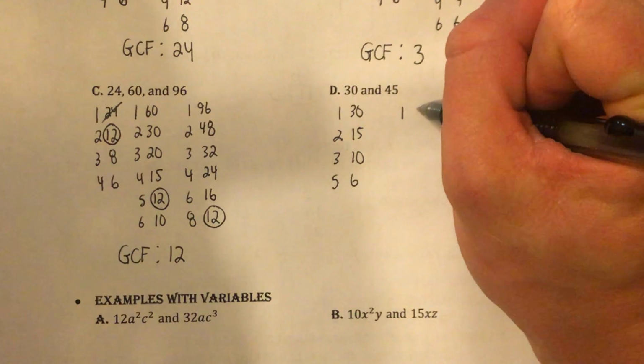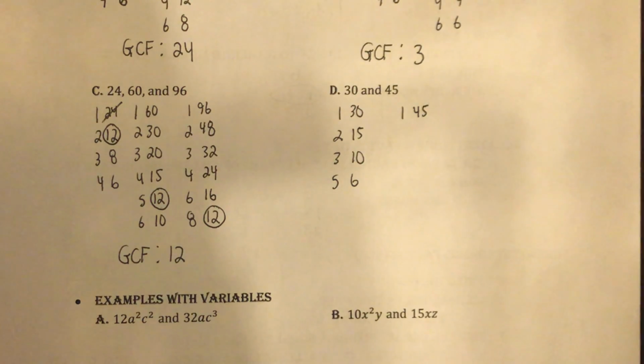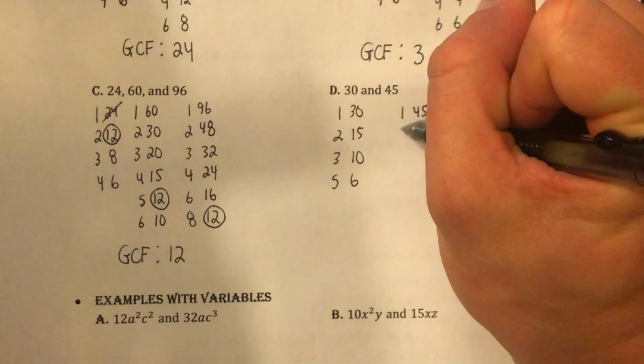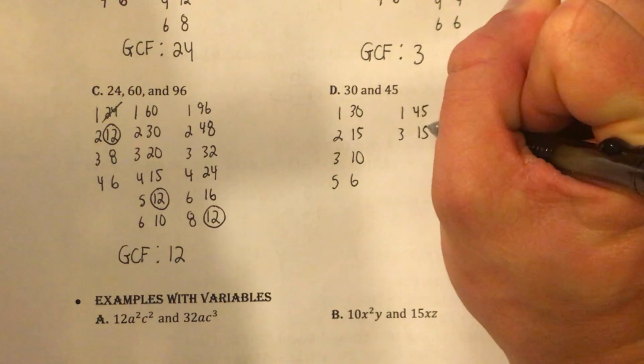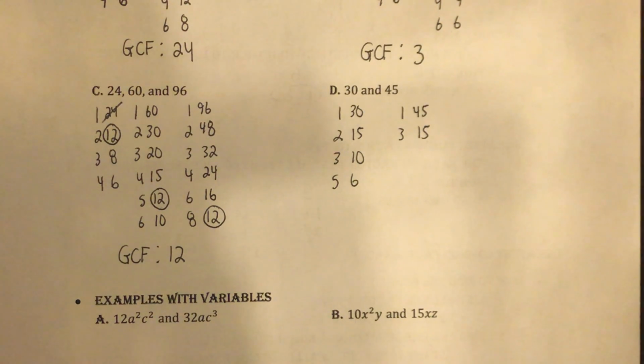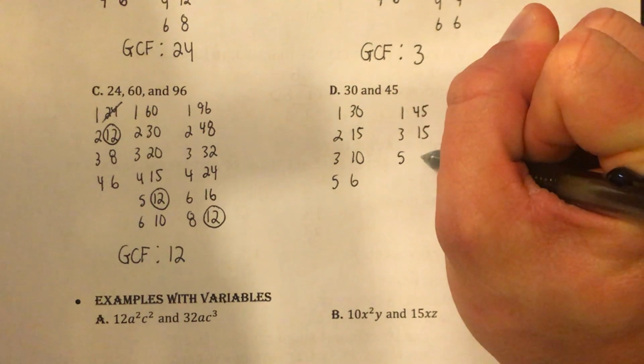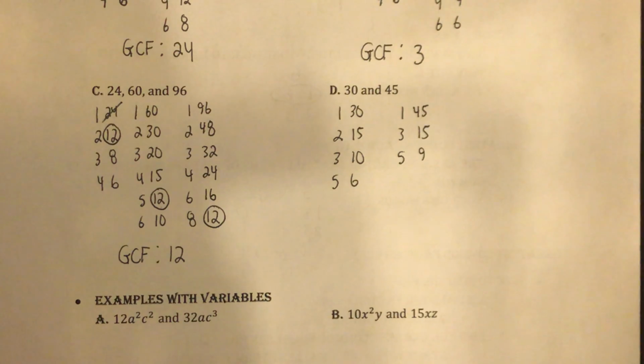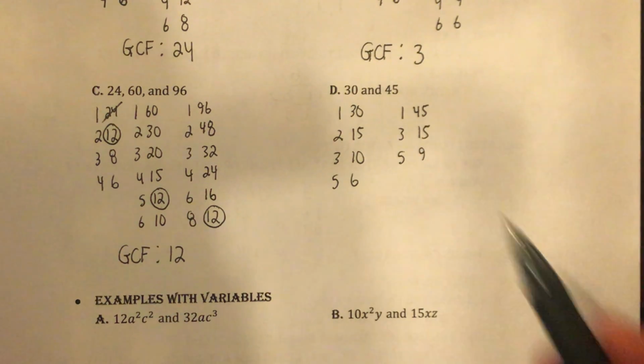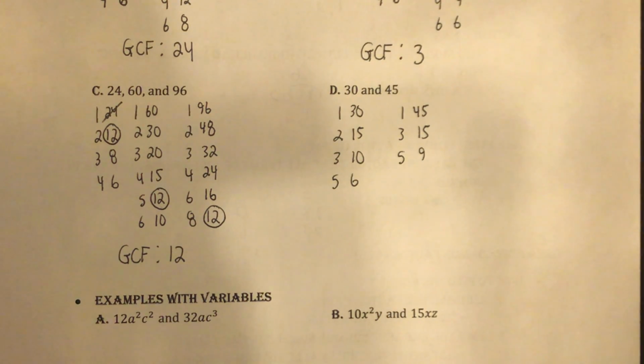So first one, 1 and 45. Does 2 go in? No, it doesn't. Does 3 go in? Yes, it does. 3 and 15. Does 4 go in? No, it doesn't. Does 5 go in? Yes, it does. 5 times 9. Does 6 go in? No. Does 7 go in? No. Does 8 go in? No. 9 is already on our list, so that factor pair list is complete.